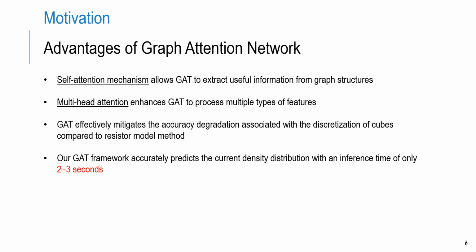As a result, our GAT framework achieves highly accurate predictions of current density and voltage distribution with an inference time of just 2 to 3 seconds, making it significantly more efficient for large-scale applications.